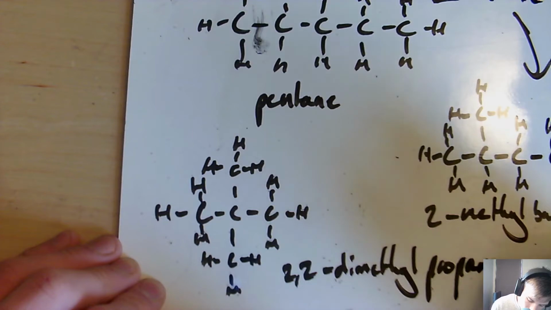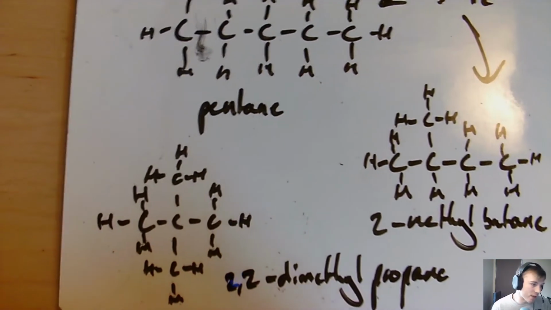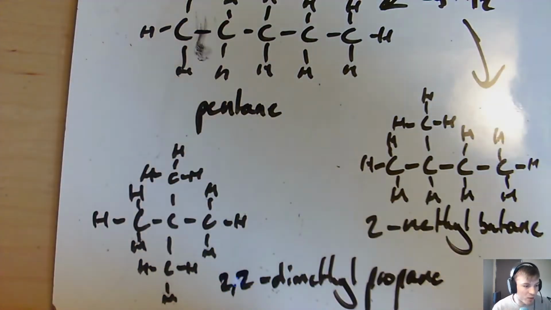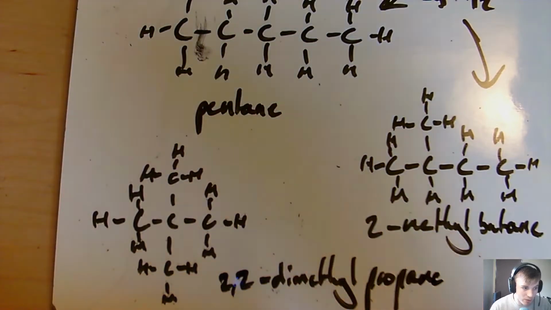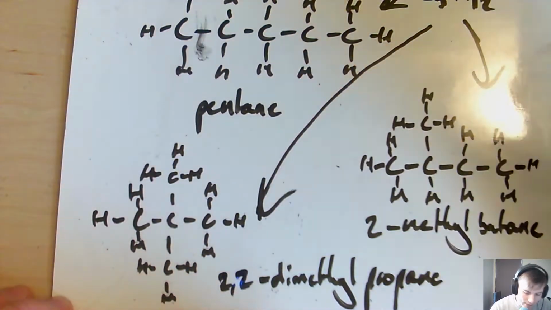2,2-dimethylpropane. So this again has a different structure. It's now got 2 methyl groups and it's got only a shorter chain. So it will again have different chemical properties to both pentane and butane, but still has the same chemical formula.